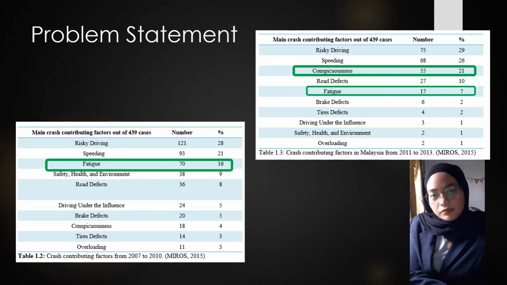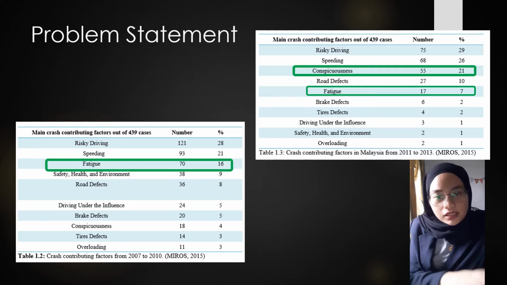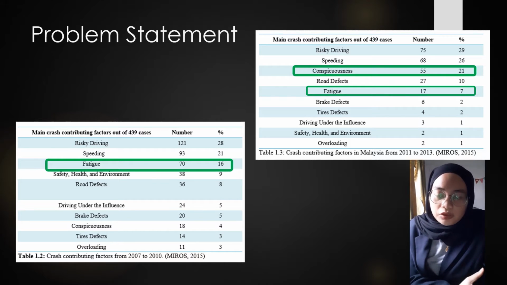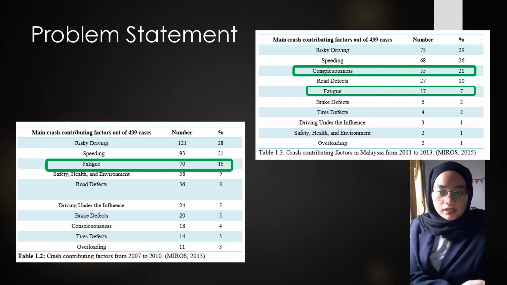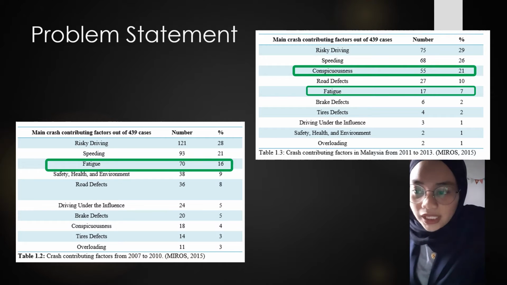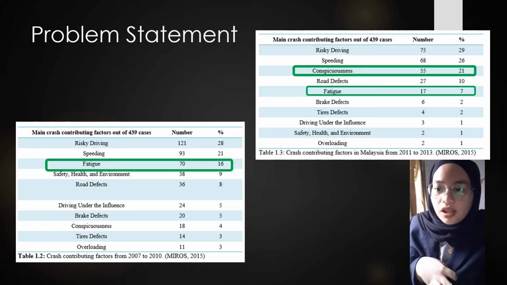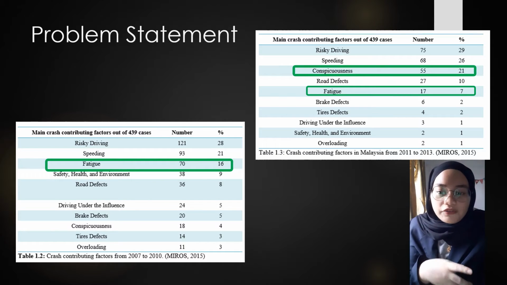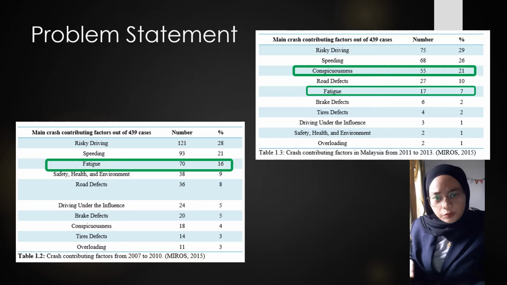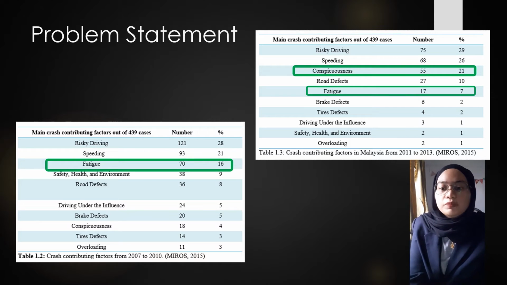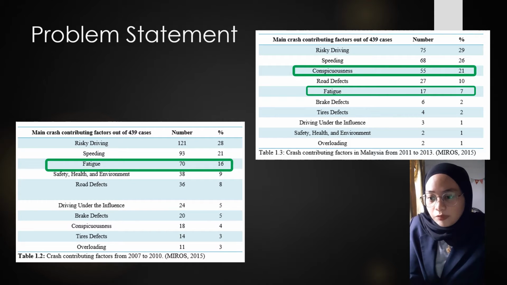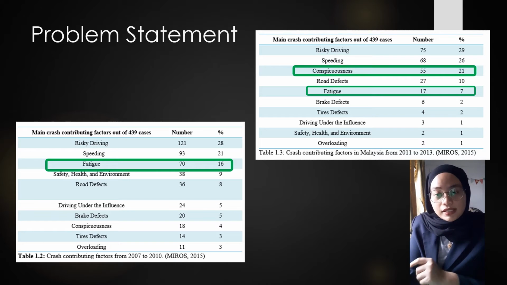Next is the problem statement that motivates my project. As you can see from both tables, they show the main crash contributing factors out of 139 cases. On the left table, fatigue is the third main factor that contributes to crashes, while on the right table, fatigue is the fifth. For this project, fatigue can be seen from the perspective of tiredness after driving for a long time. Hence, the maximum driving time exposure in this experiment is 60 minutes.